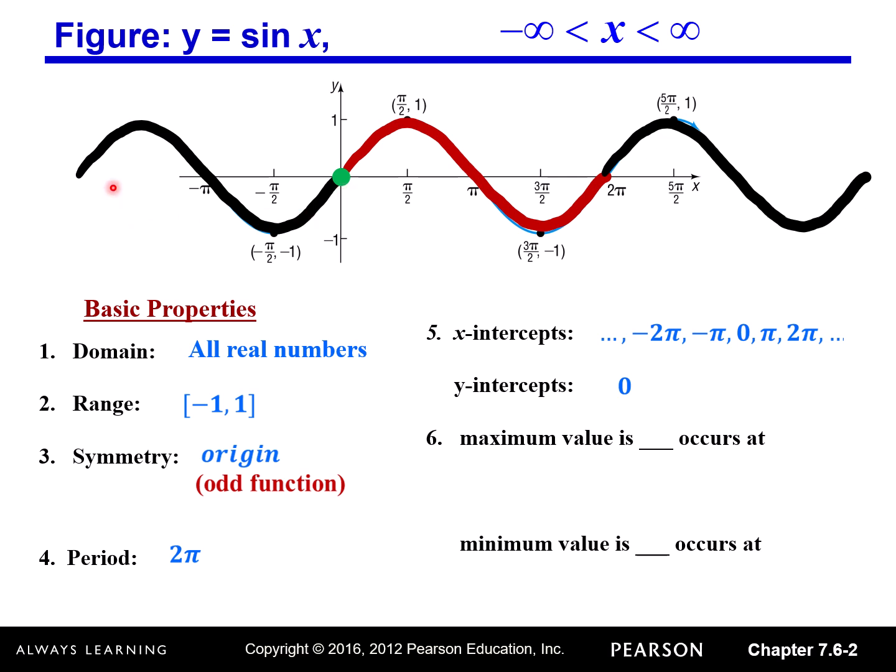Then the maximum value of the sine function, from negative infinity to positive infinity, is 1, and this occurs when x is equal to pi over 2, 5 pi over 2, and so on. And the minimum value is -1, which occurs at -pi over 2, 3 pi over 2, and so on.